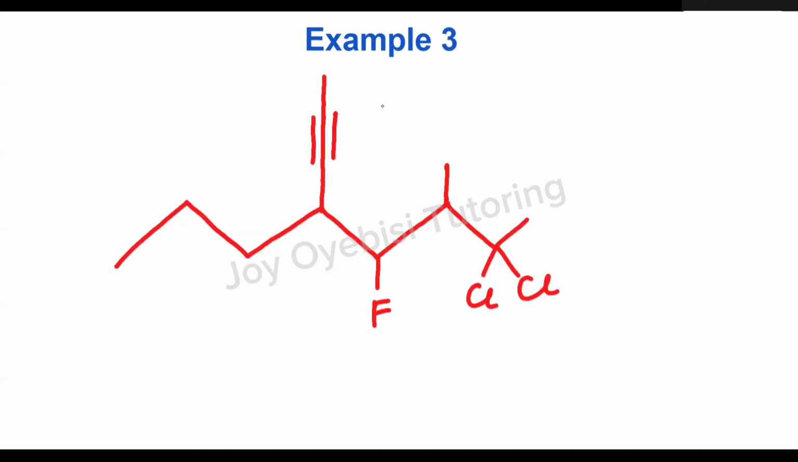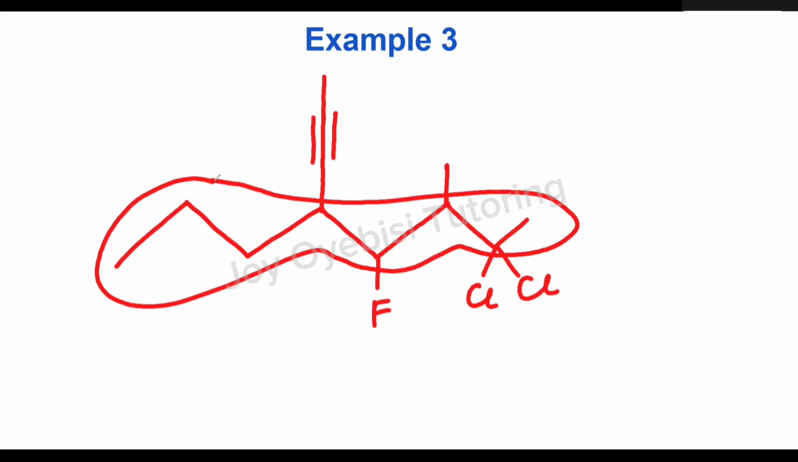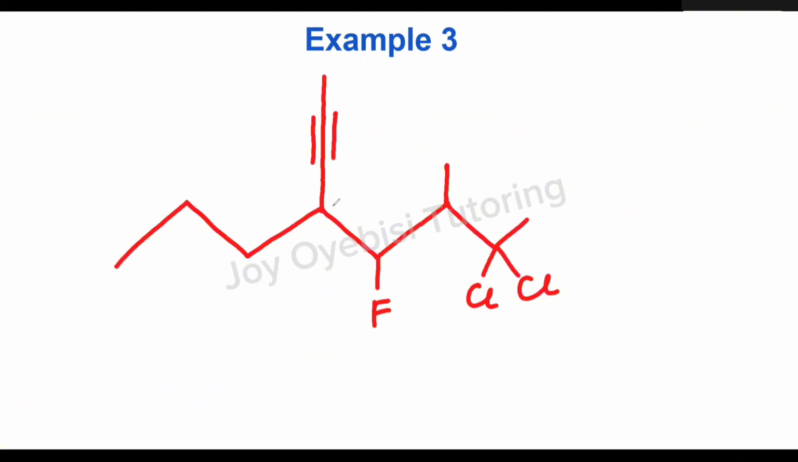Example 3, we are asked to name this compound. Now remember, the first thing you do is identify the longest continuous chain that includes the triple bond. Even if we have one that looks like it's the longest, but it doesn't include the triple bond, then we can't use it. This seems to be the longest continuous carbon chain, but you can't use it because the triple bond is not included. So we're going to count from the side that is closer to the triple bond and then figure out which one is our longest chain.